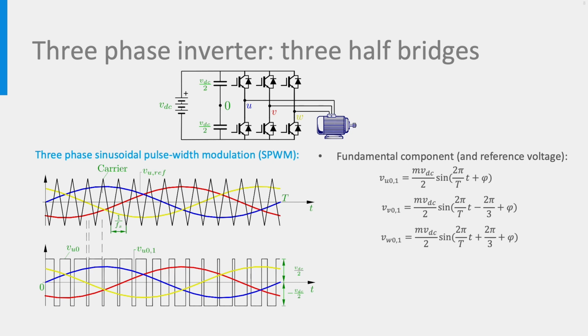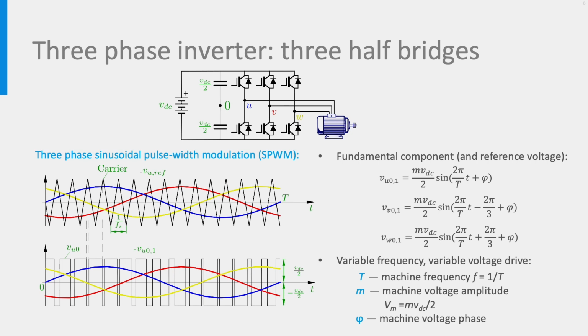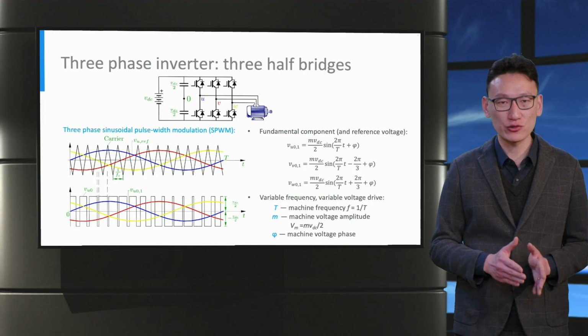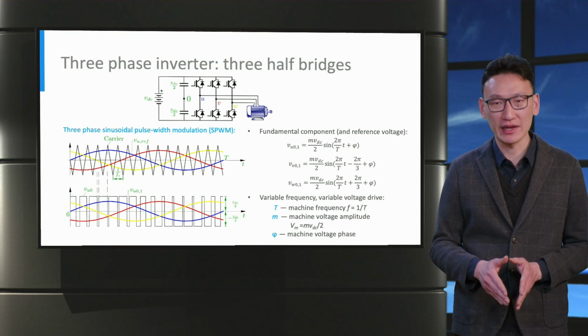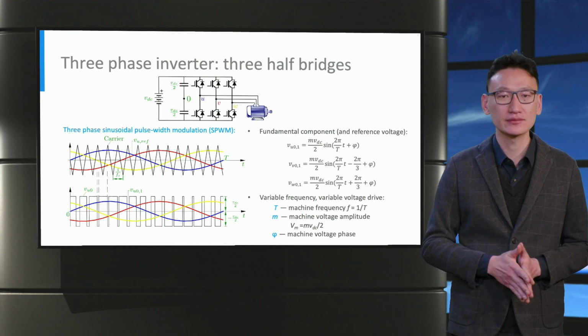The variable parameters in the equations are AC period T, modulation index M, and phase angle phi. The variation in T results in variable frequency, and the variations in modulation index leads to variable maximum output voltage. For these reasons, the inverter can be used in variable frequency, variable voltage drives.